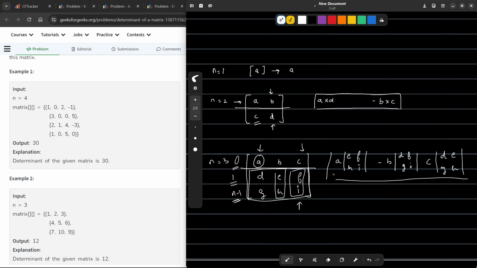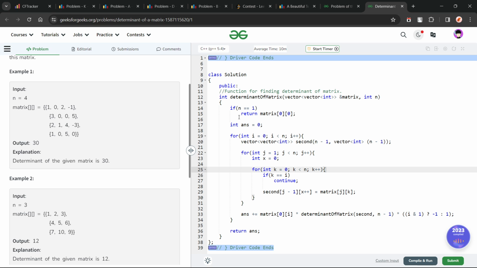Right. This is exactly what I have written here. And now you can try to convert this formula into code. Right. So let us see how I have done it. So what I have actually done is I have taken a base case. If n is equal to 1, I can just directly return matrix of 0, 0.